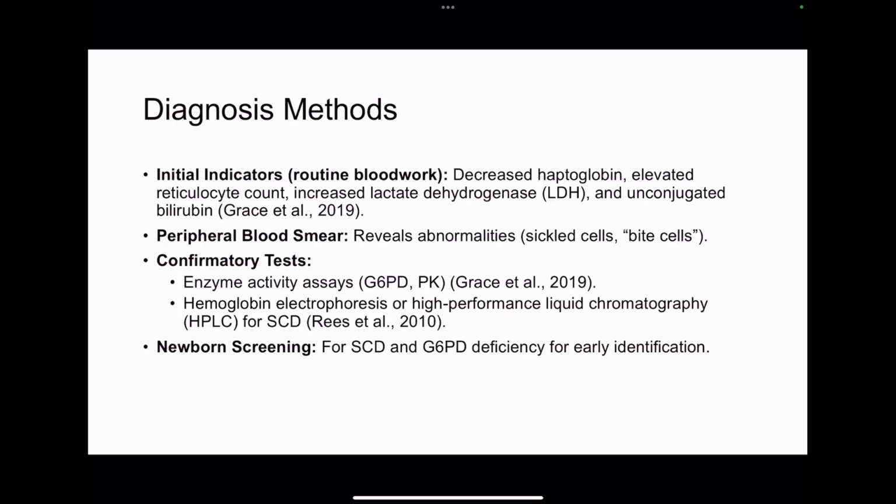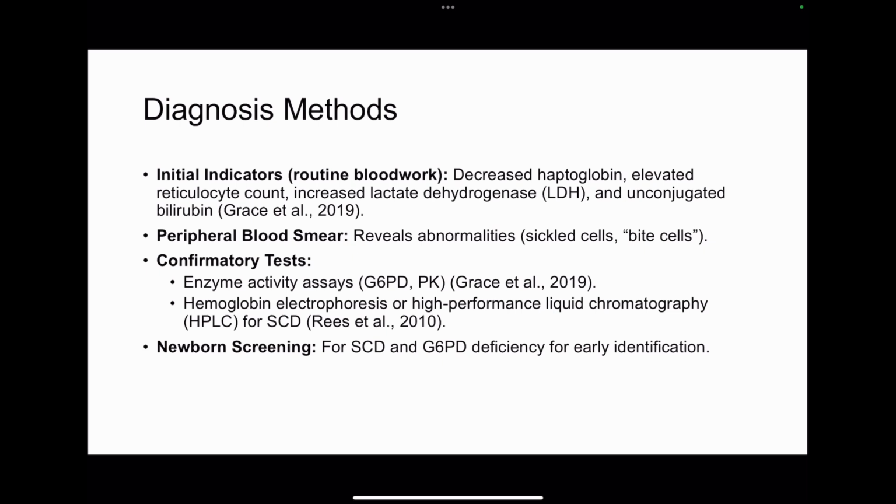So, going on to diagnosis methods. Diagnosing hemolytic anemia often begins with routine blood work that reveals signs of red cell breakdown. So, initial indicators include decreased haptoglobin, an elevated reticulocyte count, and increased levels of lactate dehydrogenase and unconjugated bilirubin.